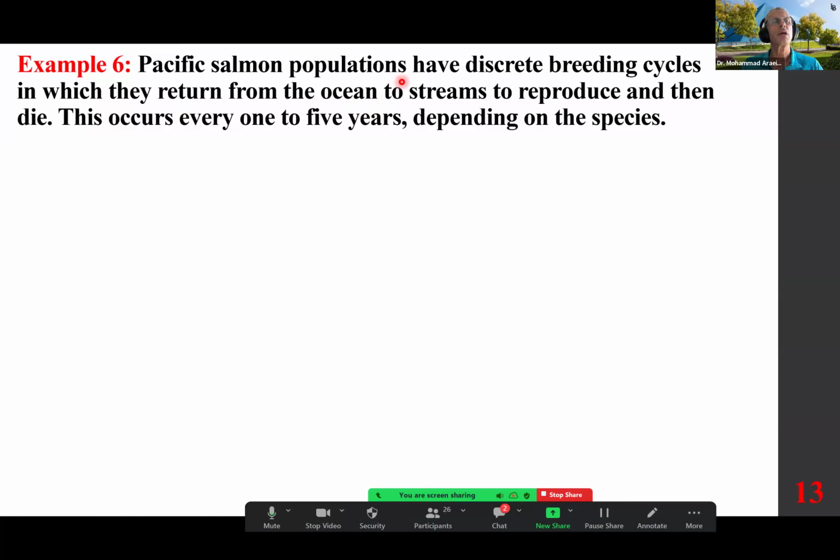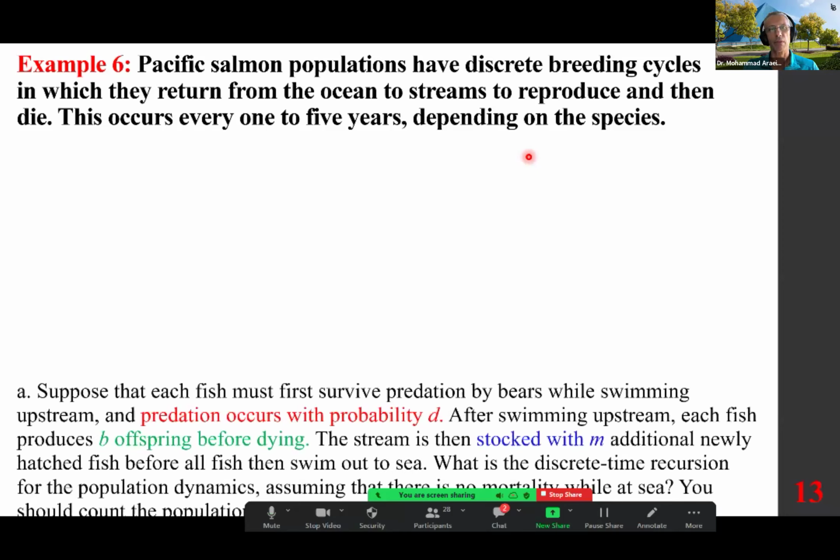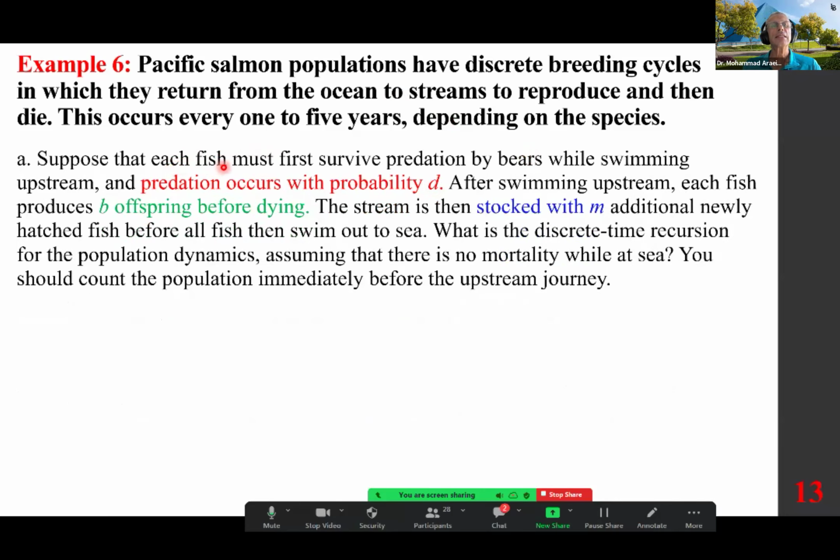Populations have discrete breeding cycles in which they return from the ocean to stream to reproduce and then die. This occurs every 1 to 5 years, depending on the species. Suppose that each fish must first survive predation by bears while swimming upstream, and predation occurs with the probability of D. After swimming upstream, each fish produces B offspring before dying. The stream is then stocked with M additional newly hatched fish before all fish then swim out to sea.